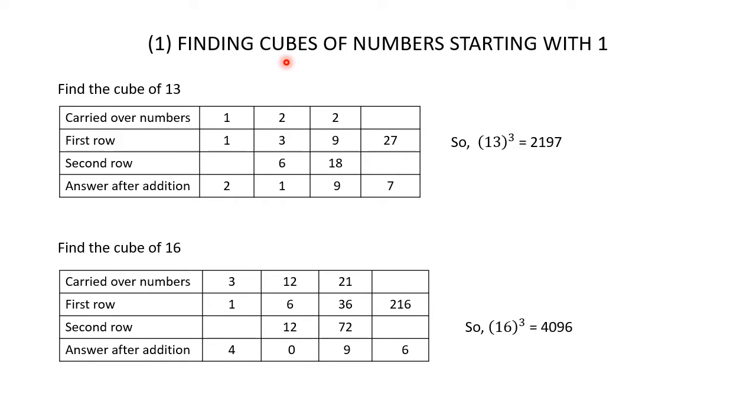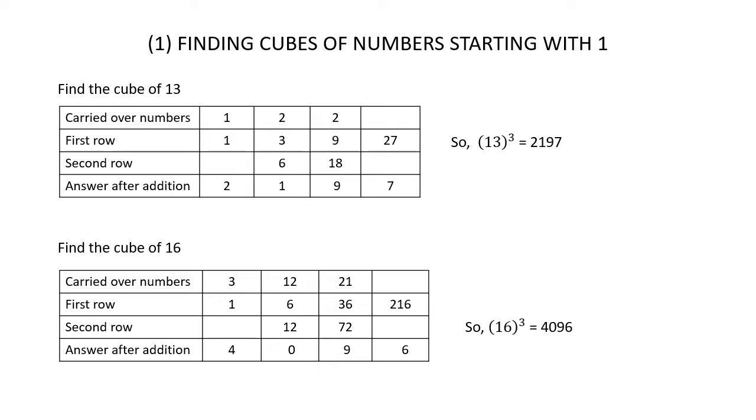So let's find cubes of numbers starting with 1 with a few more examples so that you can understand the method better. Find the cube of 13. So since the number 13 starts with 1, write 1 in the first column. Write 3 in the second column.